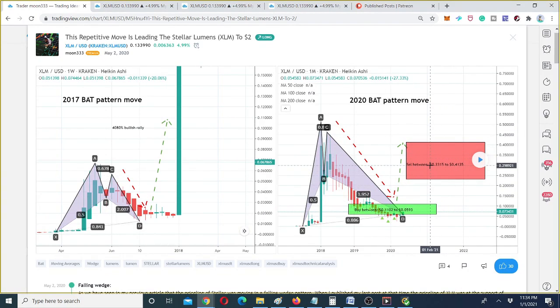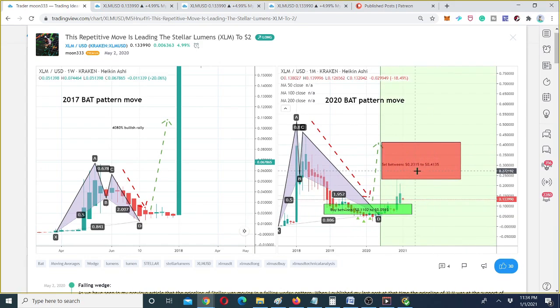This was a Fibonacci projection of the A to D leg, and I was expecting a minimum from 23.15 cents to 41.35 cents. This is the Fibonacci projection of the A to D leg, where it should move realistically. And you can see that so far it has spiked to more than 23.15 cents, that is 23.1846 cents. But I'm expecting more move, because this is just a correction we are watching at this time.